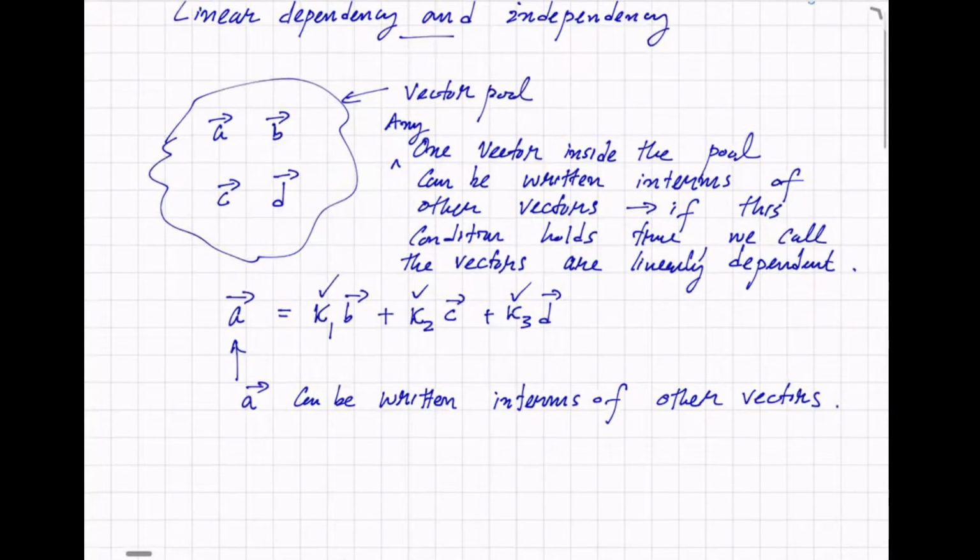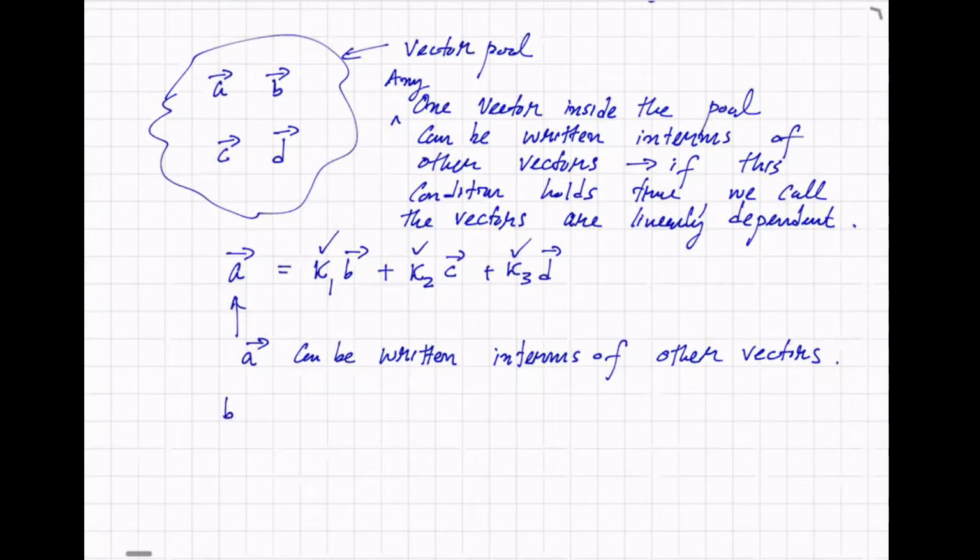Now another example, if you want to write B vector in terms of other vectors, we should be able to write, this time, gamma 1 A vector plus gamma 2 C vector plus gamma 3 D vector. So we should be able to write any vector which is inside the pool in terms of the rest of the vectors. If this holds true, we call all these vectors linearly dependent. They are depending on each other. Okay, so that's the understanding.